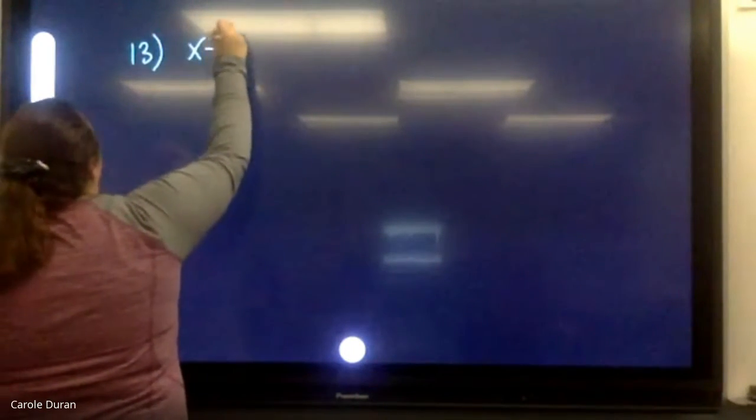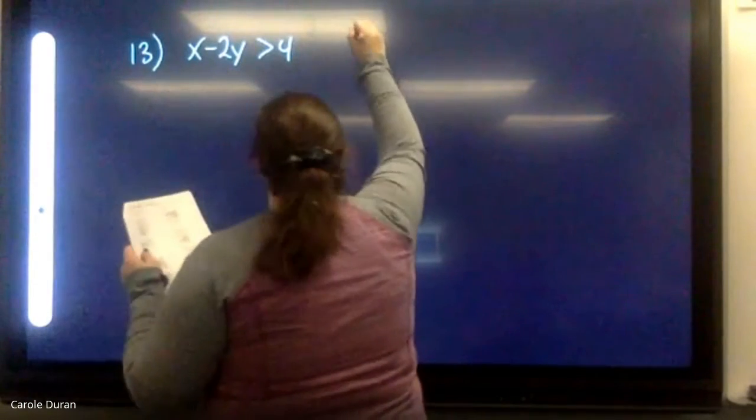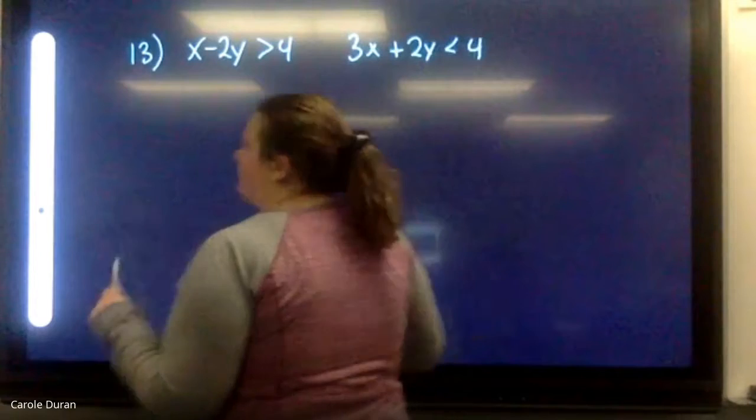Okay, so question 13 gives us two inequalities, and it asks us to identify the correct graph that shows the solution of those two inequalities. So I'm going to go ahead and write those. First one is x minus 2y is greater than 4. Second one is 3x plus 2y is less than 4.